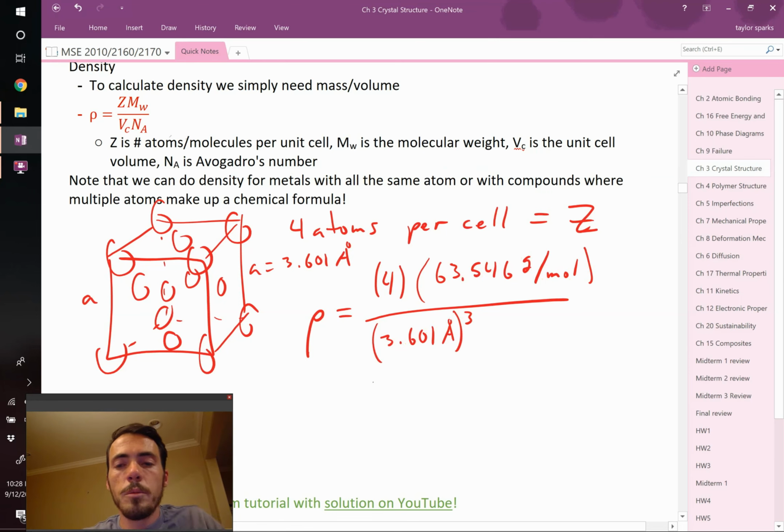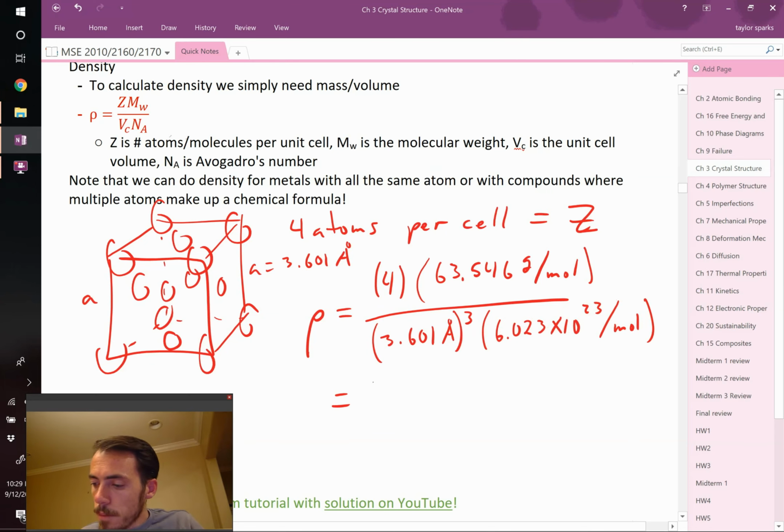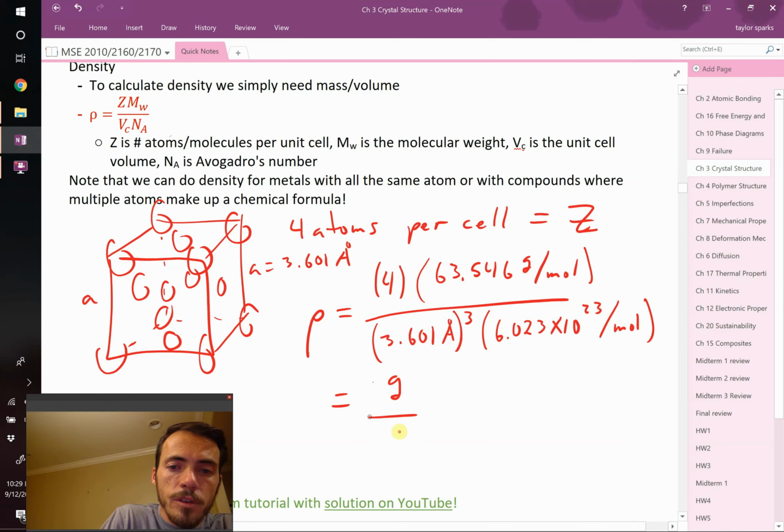And then we would be done, except that look at the units. If we plug this in right now, we'd have units of grams per angstroms cubed. That's density, mass per volume. But we've got this mole. To get rid of that moles, we have to multiply it by Avogadro's number. So we're going to put in 6.023 times 10 to the 23rd per mole. And that's going to have the moles cancel out. When you plug this in, something to be aware of is that you're going to end up with an answer in grams per angstrom cubed. So that's not the typical way that we report density.